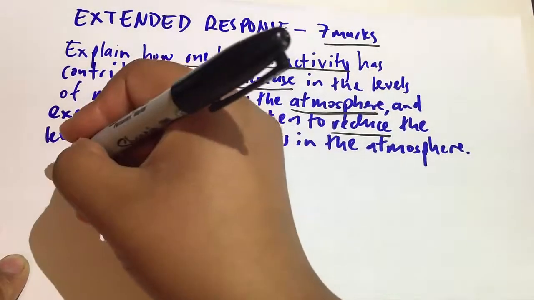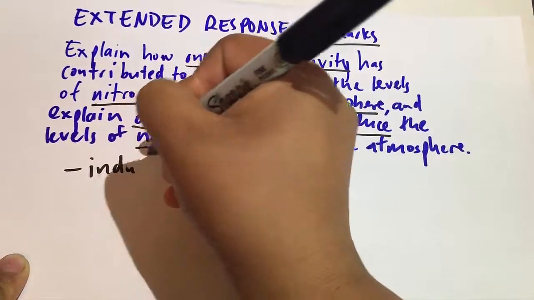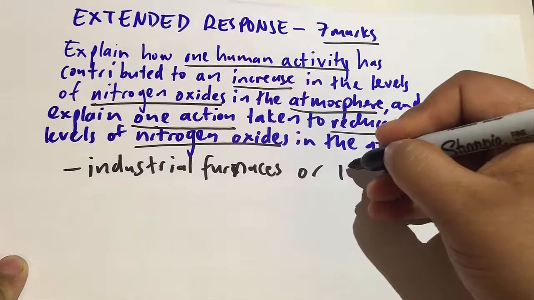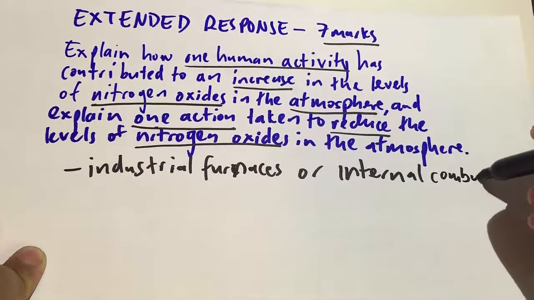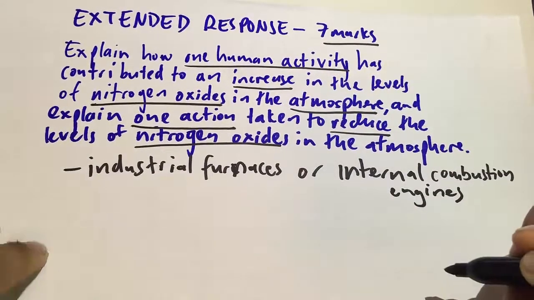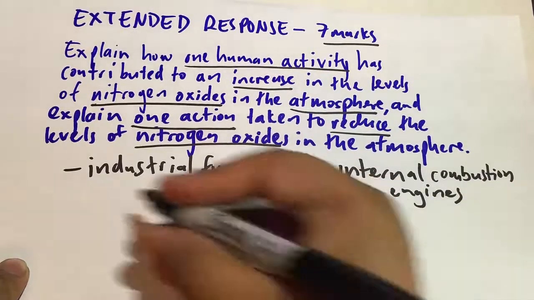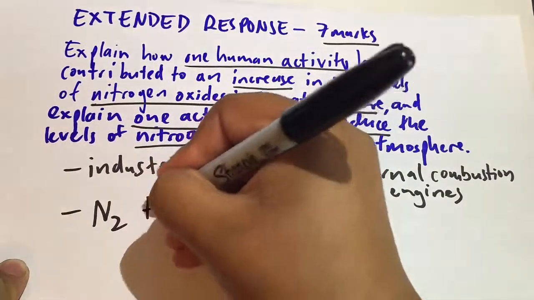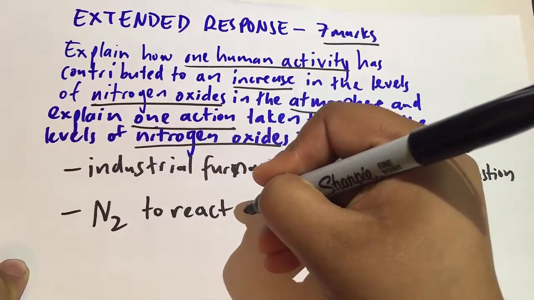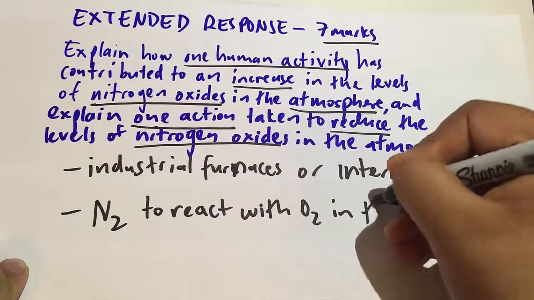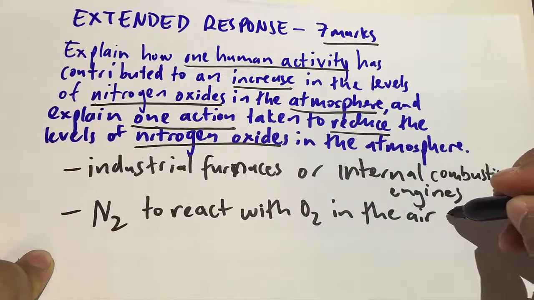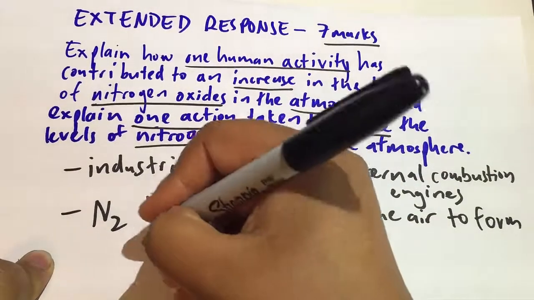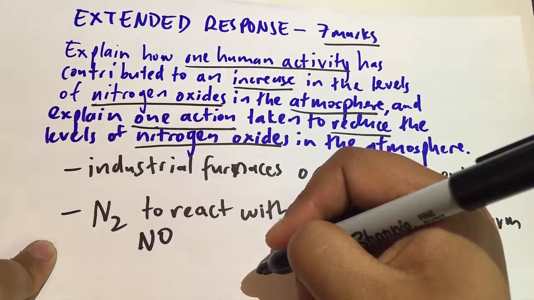The very first thing we would note is that our human activity is either industrial furnaces or internal combustion engines. And then the next point would be, okay, well, how are they increasing the levels? Well, the high temperatures will allow N2 to react with oxygen in the air, and this forms nitric oxide, or nitrogen monoxide. And then you can put in an equation for that to show that reaction.